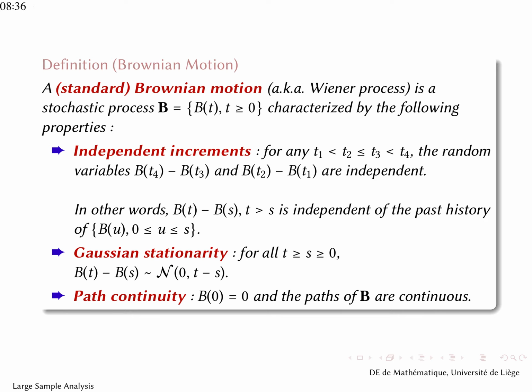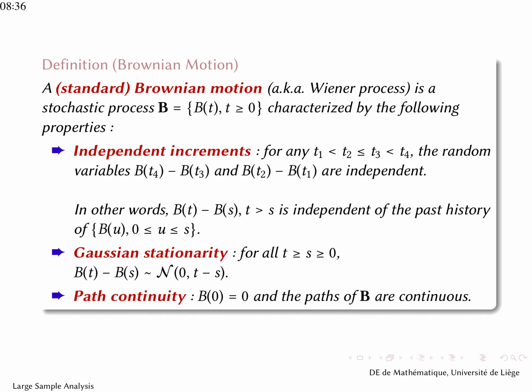For any t larger or equal than s, the difference B_t minus B_s will follow a normal distribution with mean 0 and variance t minus s. And then finally, path continuity. We start at 0, so B_0 is always equal to 0, and all the paths of the Brownian motion have to be continuous.